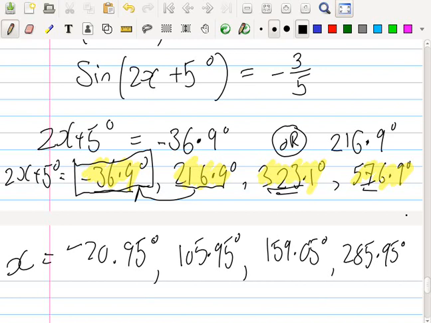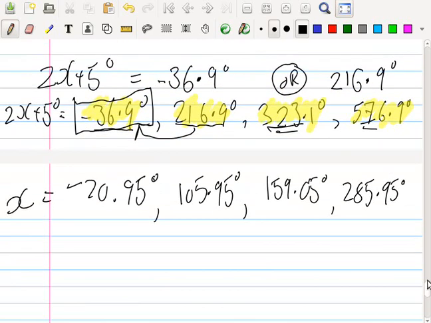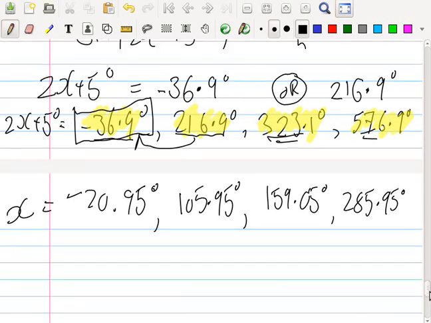285.9. Okay. Who was checking that one? Yep. Okay, good. So that's the end of the third step where we find the x. And then the final step, Andy, the fourth step, is we have to fix any angles that do not meet the requirement. What is the requirement?